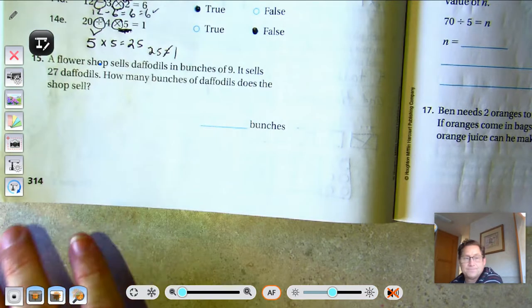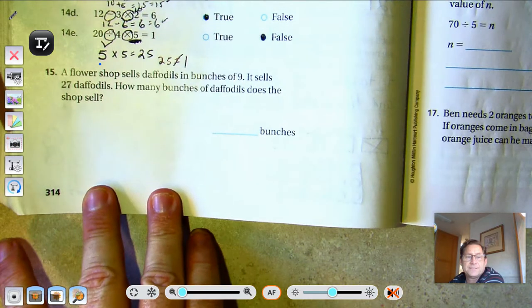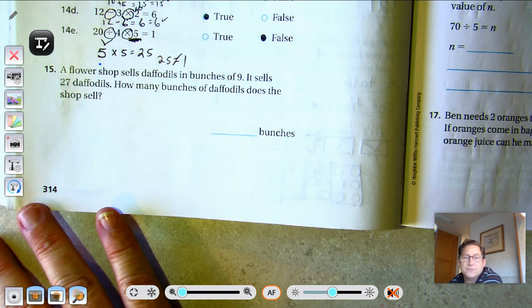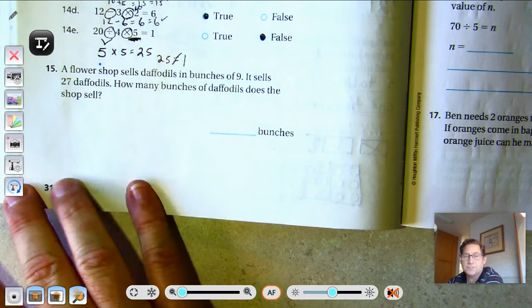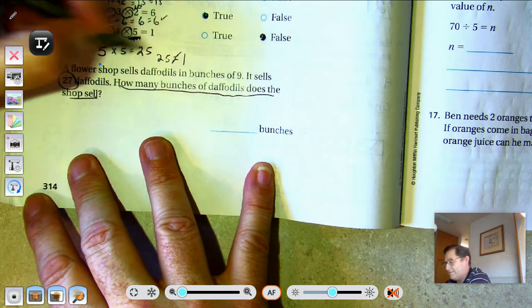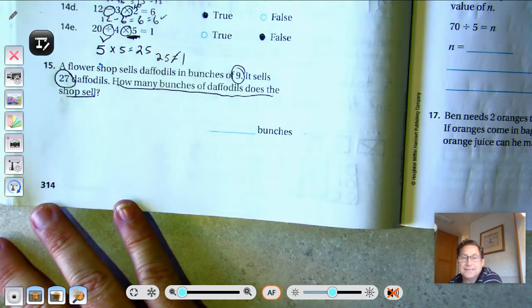Okay, 15. A flower shop sells daffodils in bunches of 9. It sells 27 daffodils. How many bunches of daffodils does the shop sell? 27 total, bunches of 9.